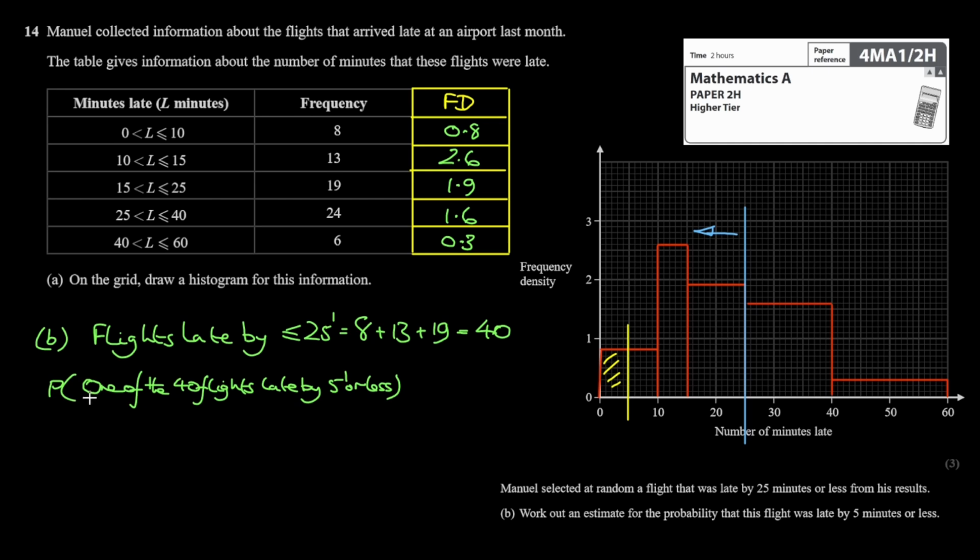So the probability of one of the 40 flights he's choosing from is late by 5 minutes or less is equal to 4 over 40, which is equal to 1 over 10, or 10%, if you like. And that will be your answer.